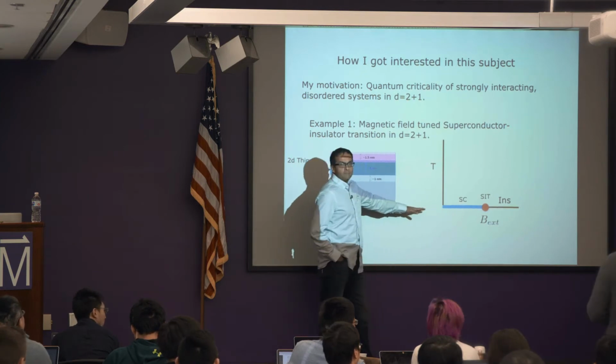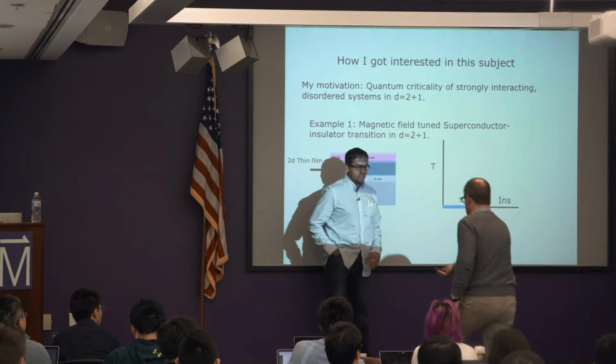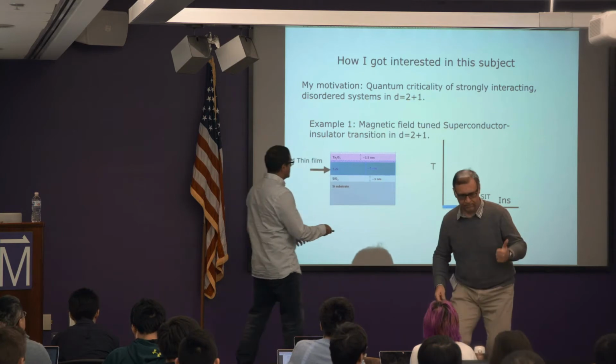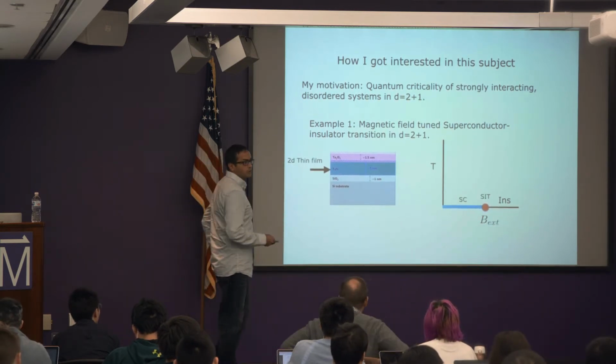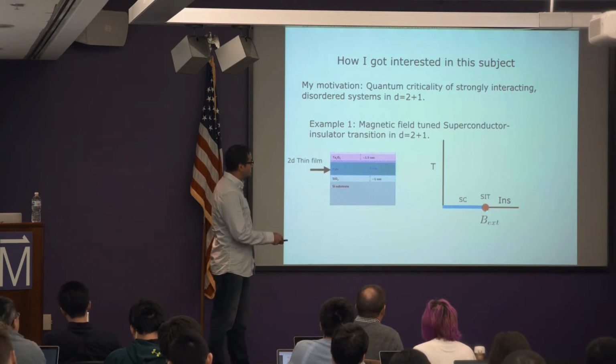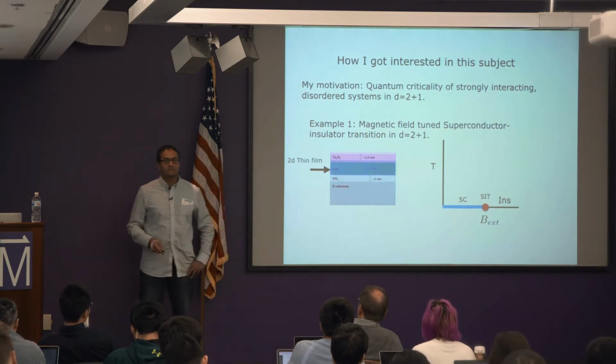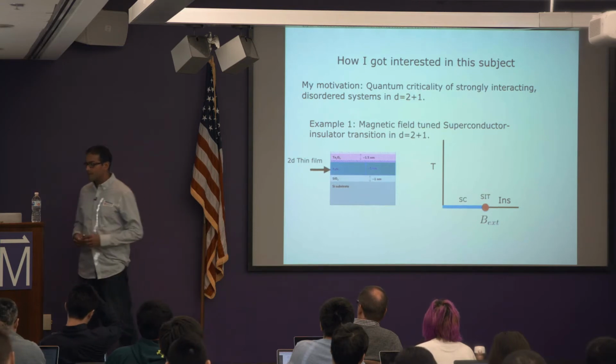The phase diagram in 2 dimensions is you have a zero-temperature superconductor. And you apply a magnetic field. You destroy superconductivity. And you go into an insulating state. Okay? And this red dot is the superconductor to insulator transition tuned by a magnetic field.